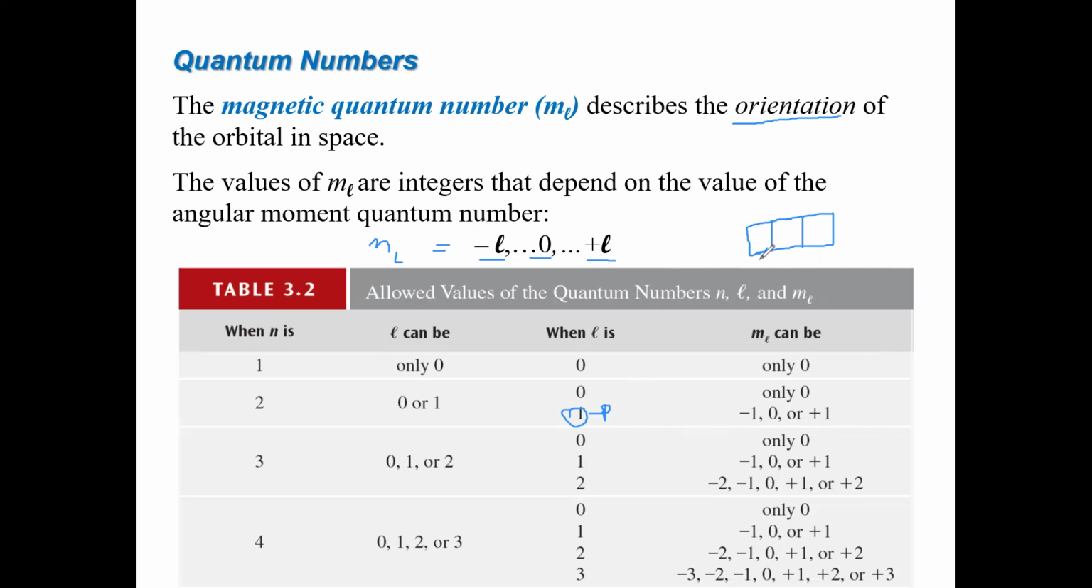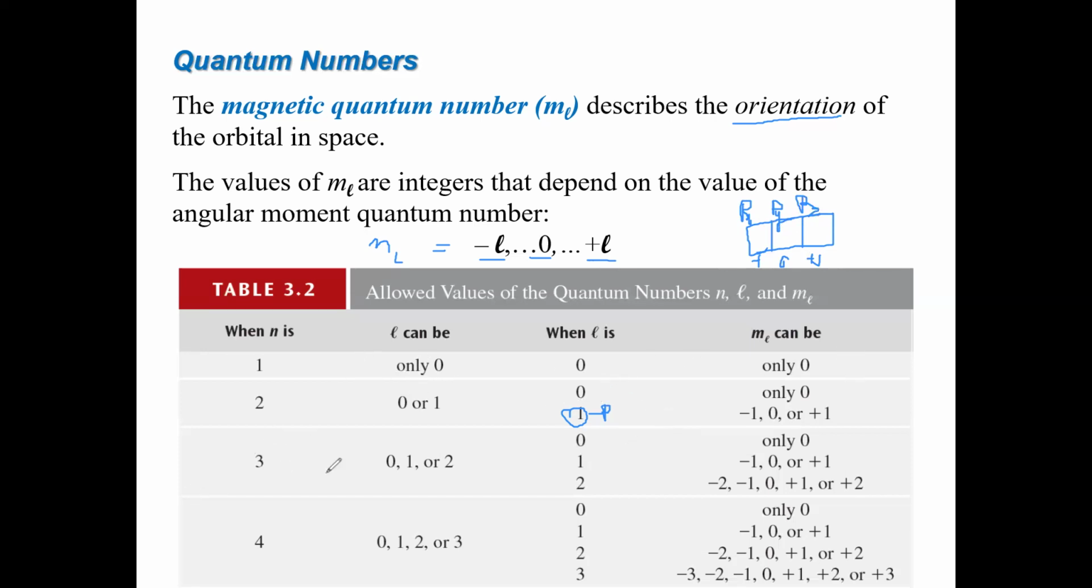The first orientation is minus 1. This one is 0, the second box. And the last one is plus 1. That is why we have px, py, and pz. This is why we have 3 subshells in the p orbital.